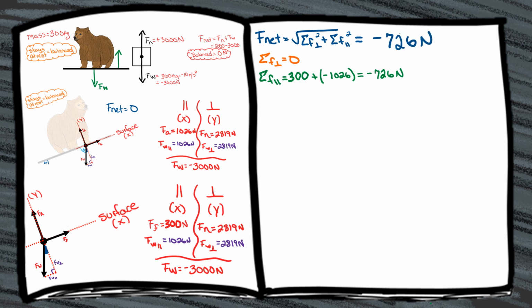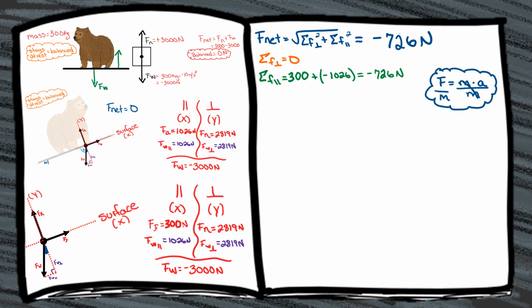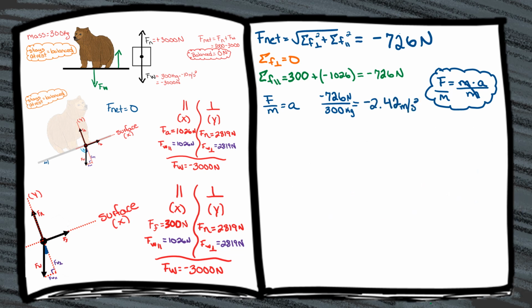Okay, now what? How do I determine the acceleration of the bear now? That's right, Alex. We would use Newton's second law of motion, which states that force equals mass times acceleration. And since we're looking for acceleration, we must move mass to the other side of the equation, resulting in force divided by mass equals acceleration. You got it, Alex. The acceleration would be negative 2.42 meters per second squared.